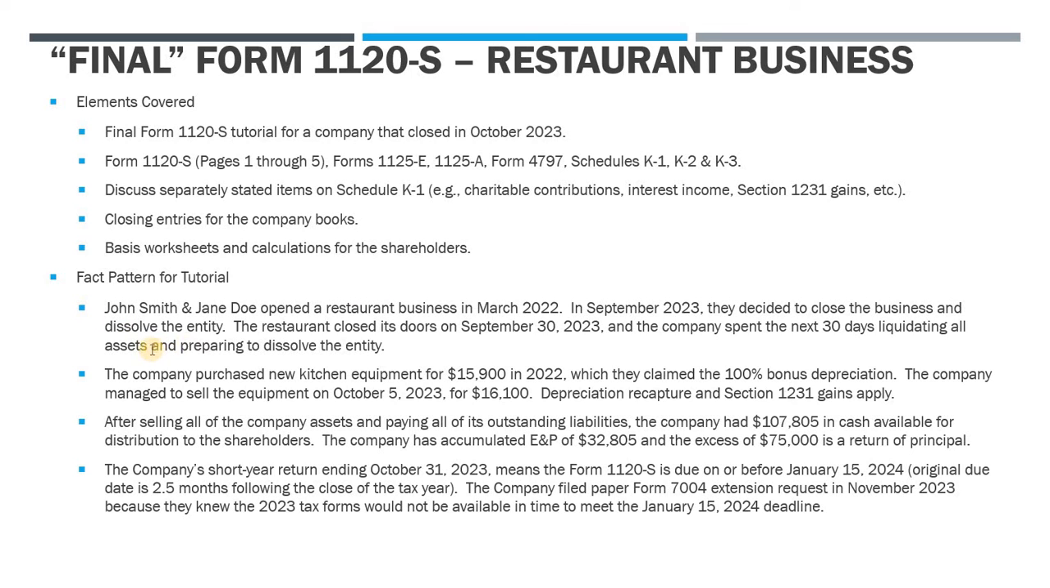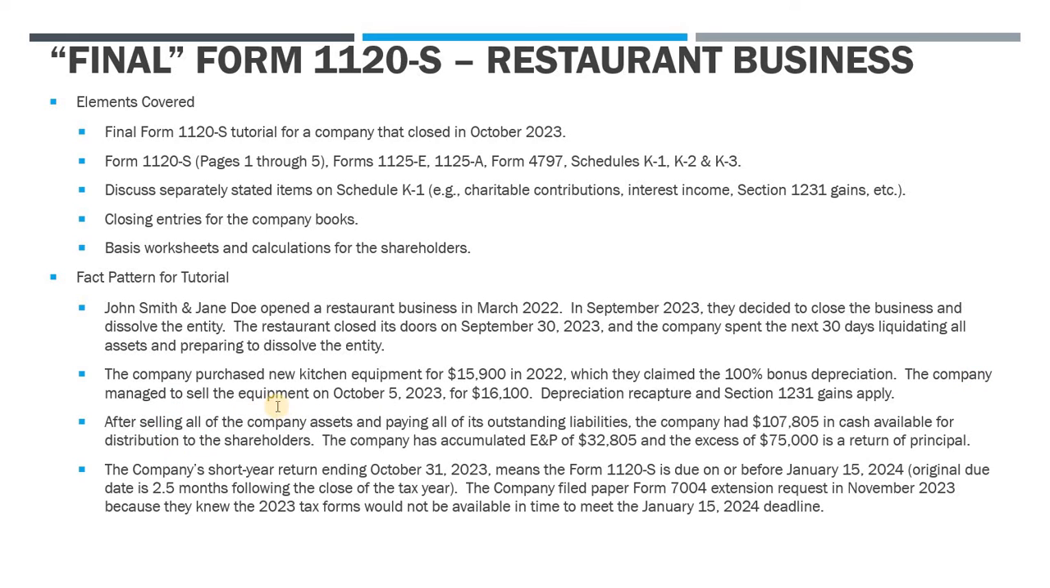So in this tutorial, we've got John Smith and Jane Doe, who opened a restaurant last year. And then in September of 2023, they decided they wanted to close the business and just dissolve the entity as well. So the restaurant closed on September 30th, 2023, and then the company spent the next 30 days winding up its affairs, right? So liquidating the assets, paying down debts, and taking care of all those tasks.